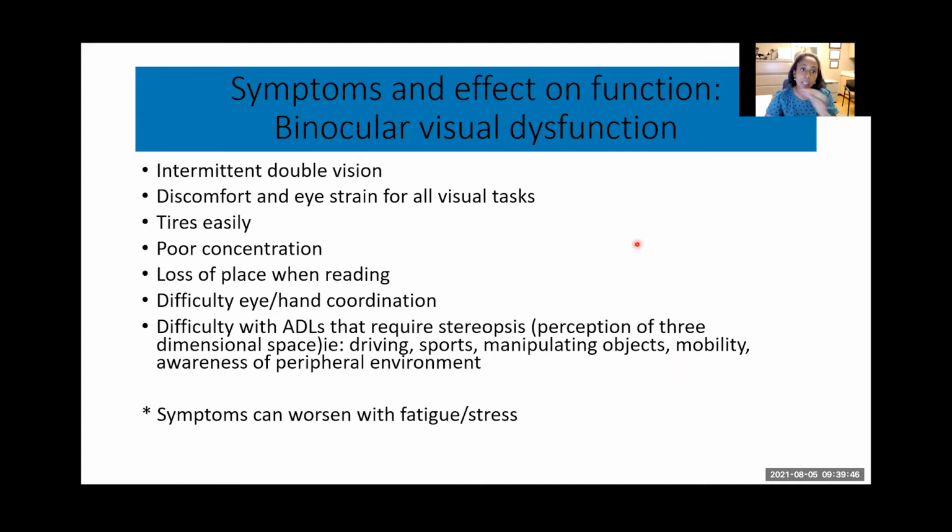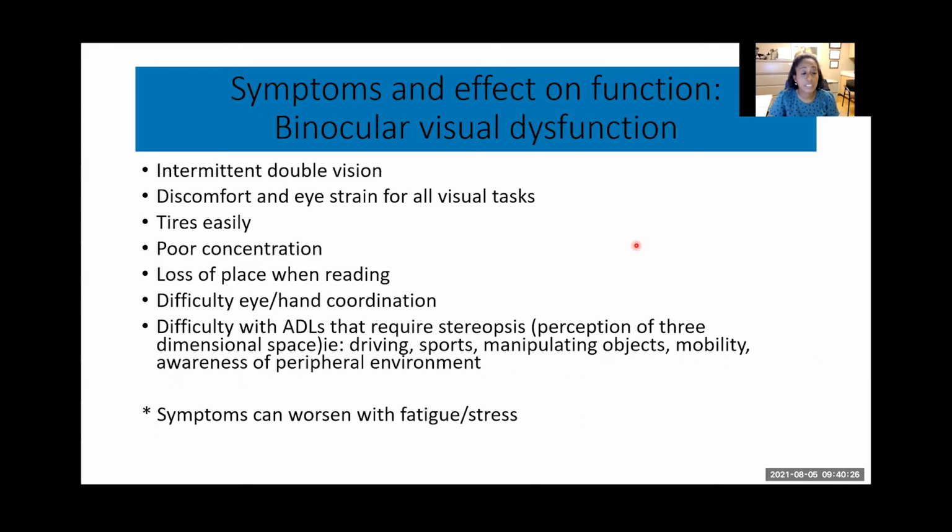So going back to looking at some of the visual symptoms and the effect on function, how we would tie that into some more therapy. In the binocular visual dysfunction area, these folks will be complaining of maybe some intermittent double vision, discomfort and eye strain for all or most tasks, easily fatigued, poor concentration, difficulty in change and eye-hand coordination. This is particularly important for our athletes that are working on striking the ball at the right time as the ball is coming toward them.